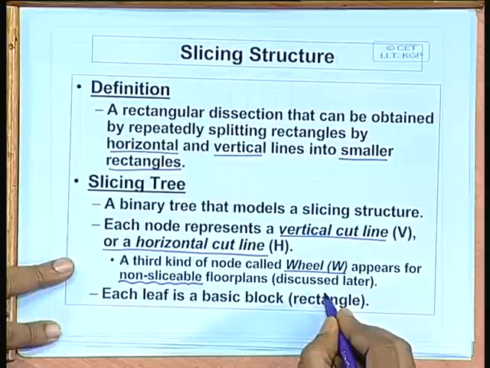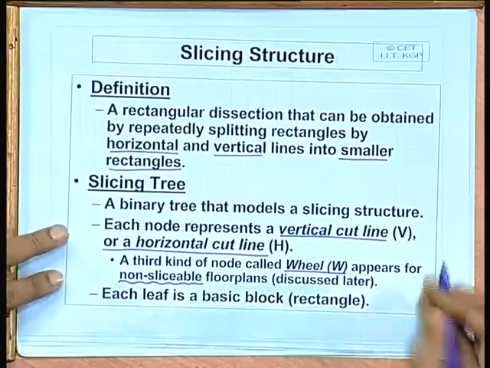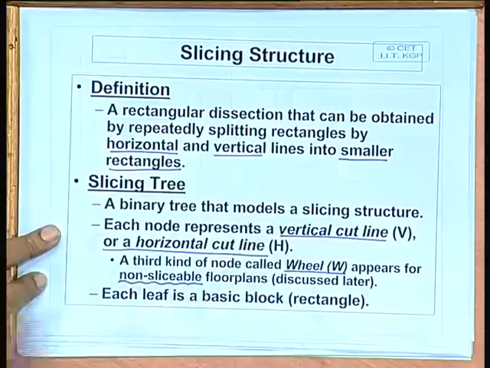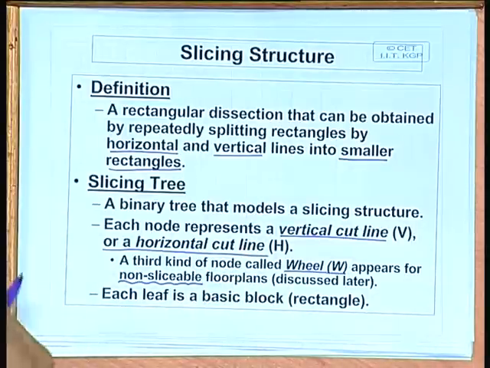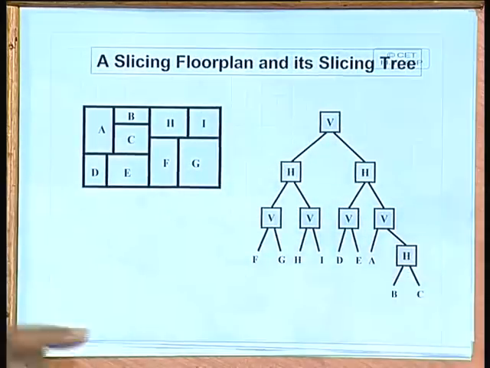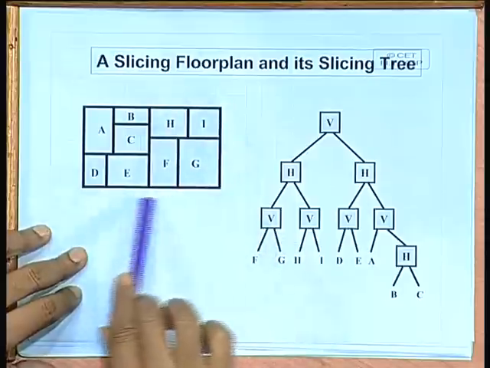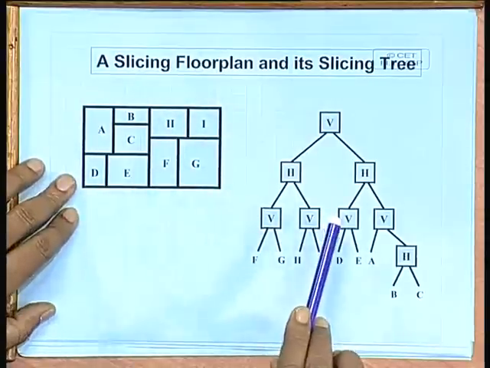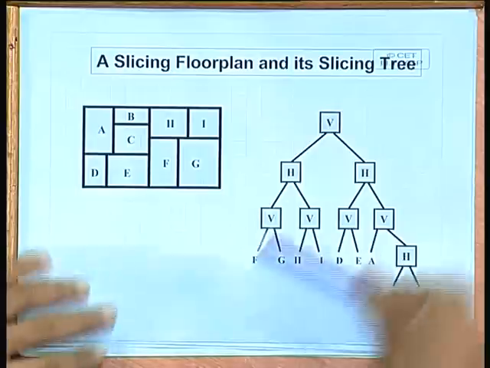Now, this wheel we will be discussing a little later, but for the time being we look at only V and H nodes using vertical and horizontal cuts. So, we show here an example of a slicing floor plan and the corresponding tree, the slicing tree. Just have a look at this floor plan and just have a look at this tree.